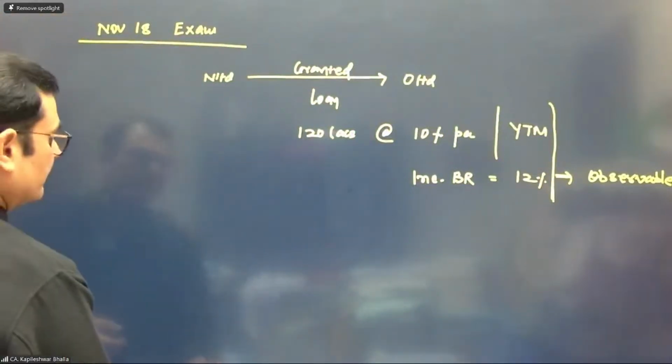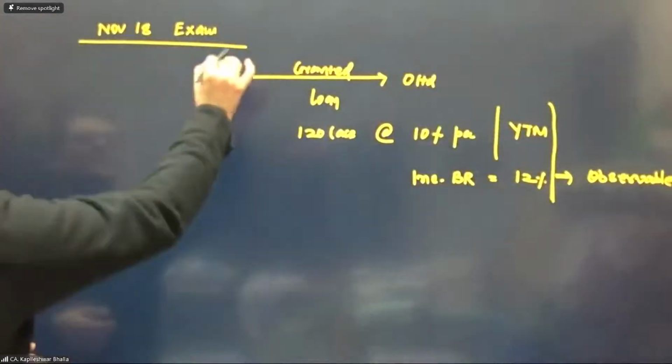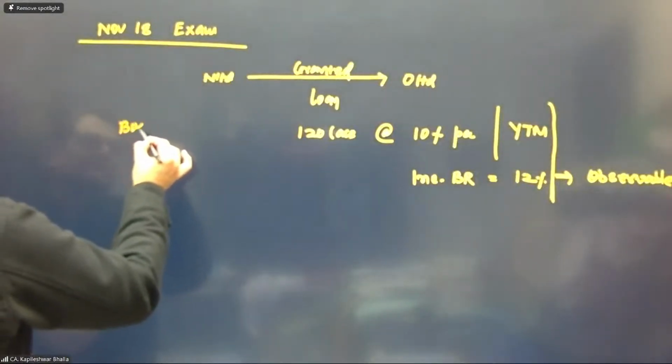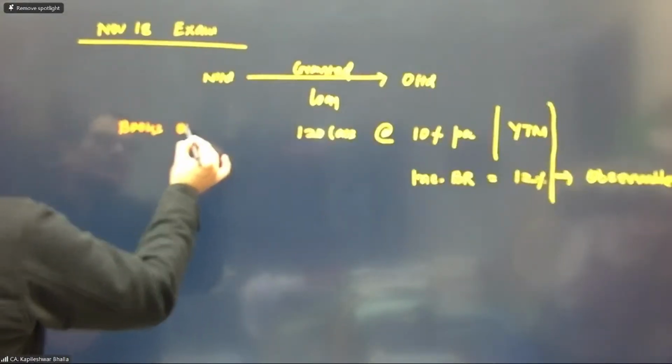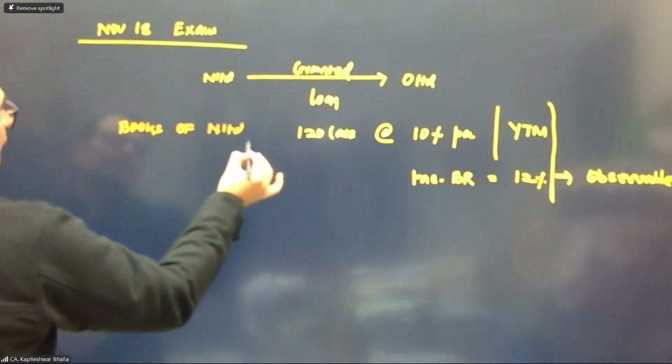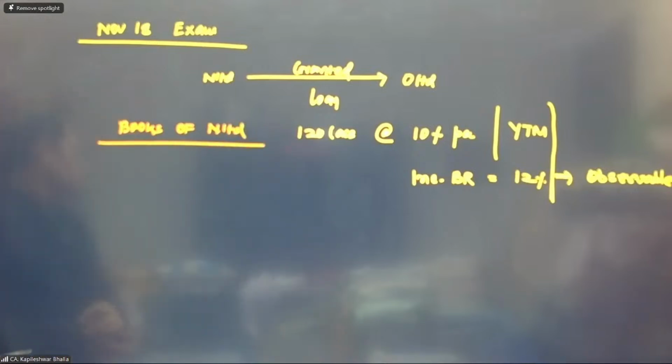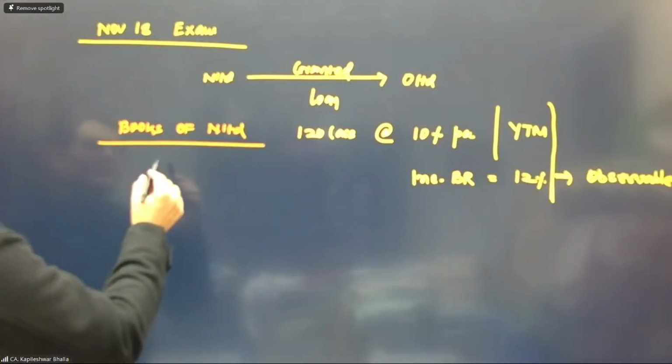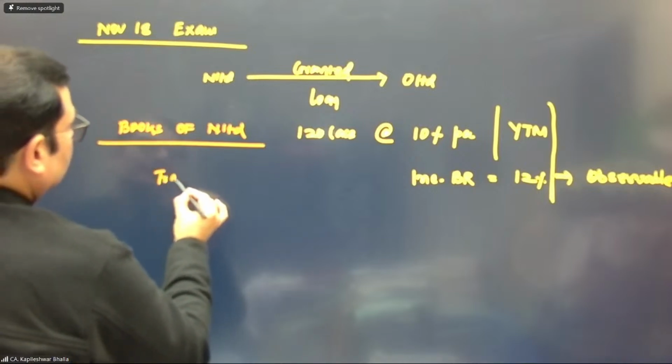So in this particular case, let's see the treatment in the books of N. First of all, let's find out what is the difference between a transaction value and a fair value. So let's see what is the transaction value.